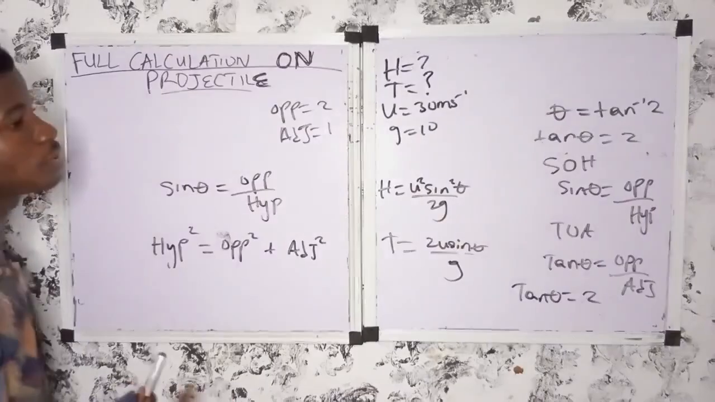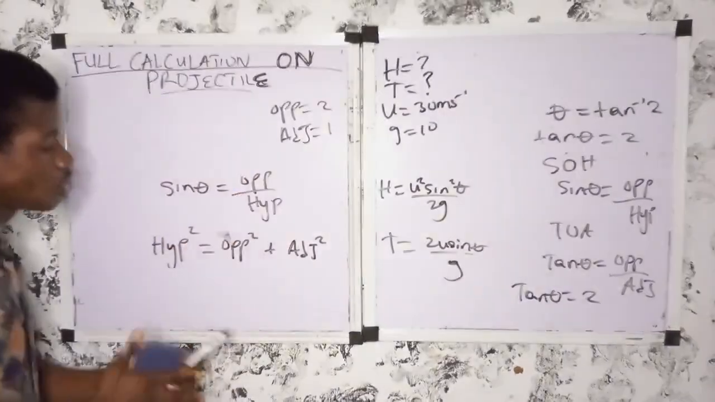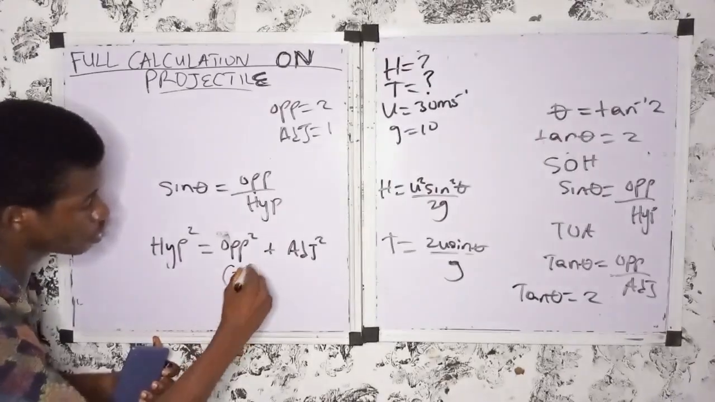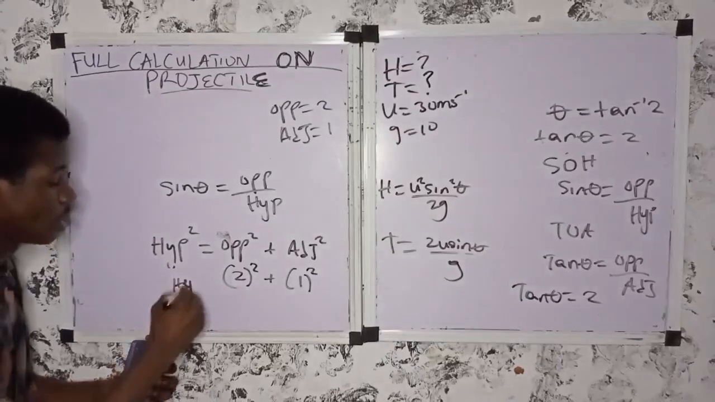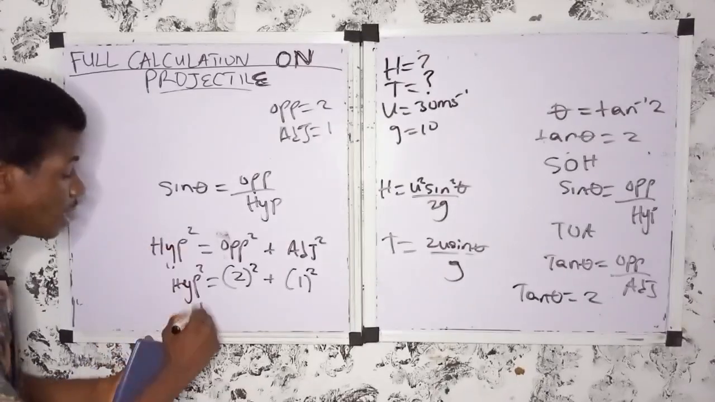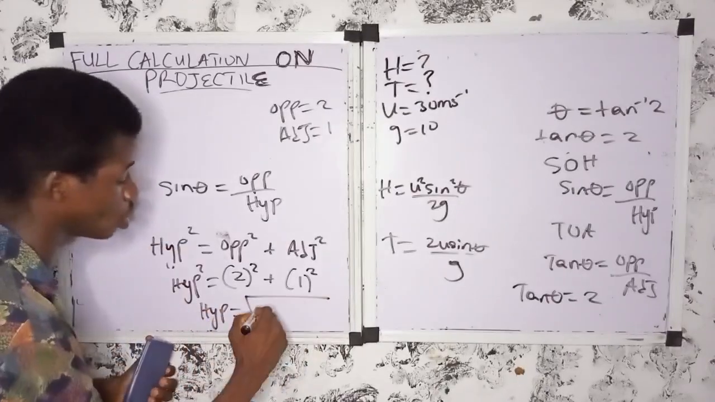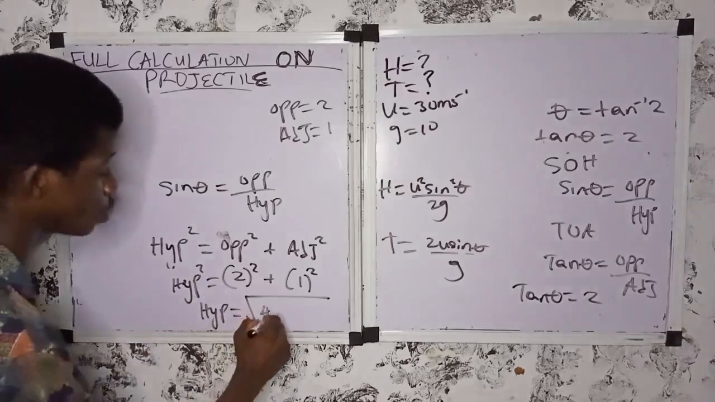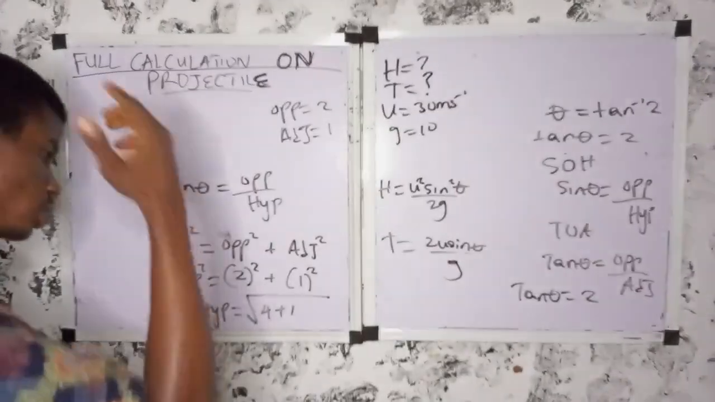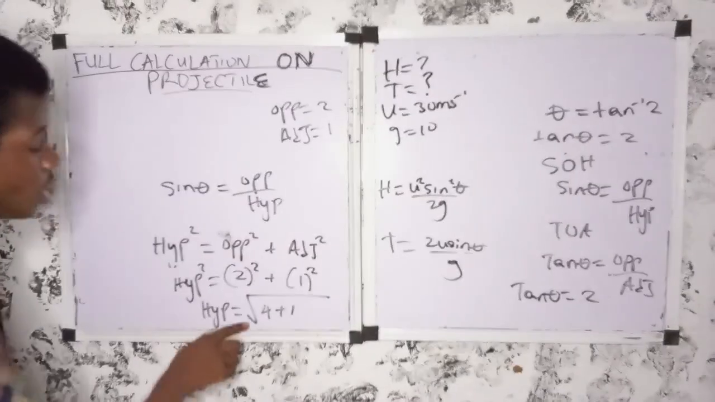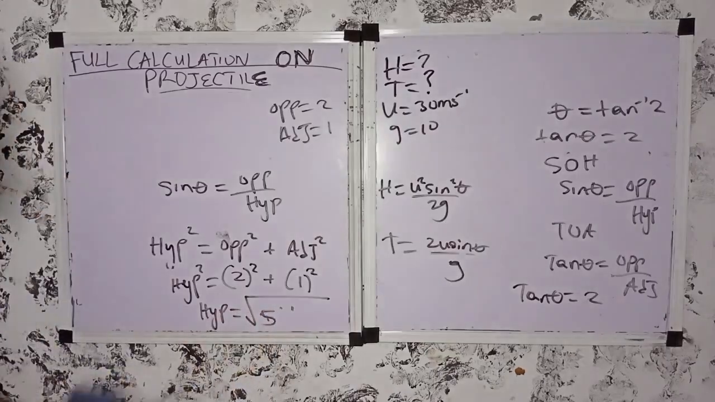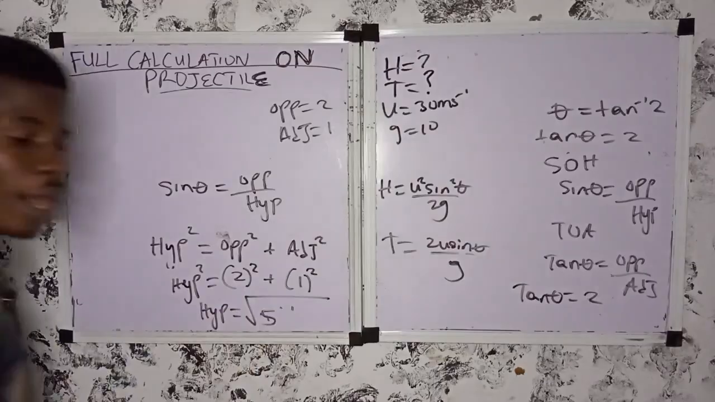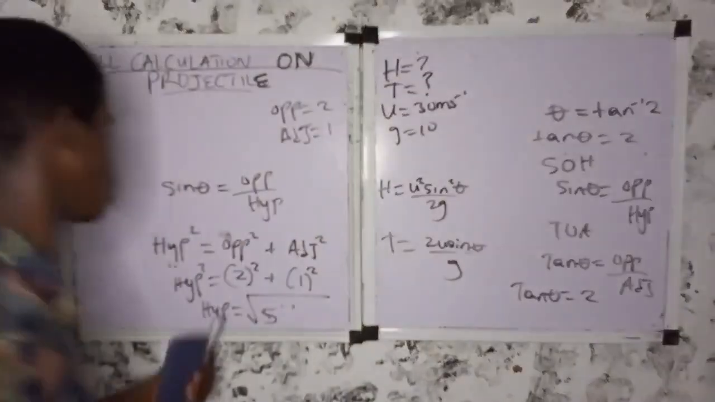So let's continue. The opposite is 2, so 2 squared plus adjacent 1 squared. We are looking for the hypotenuse, so we take the square root of both sides. Hypotenuse is equal to root of 2 squared, which is 4, plus 1 squared, which is still 1. So 4 plus 1 gives us 5. So our hypotenuse is root 5.